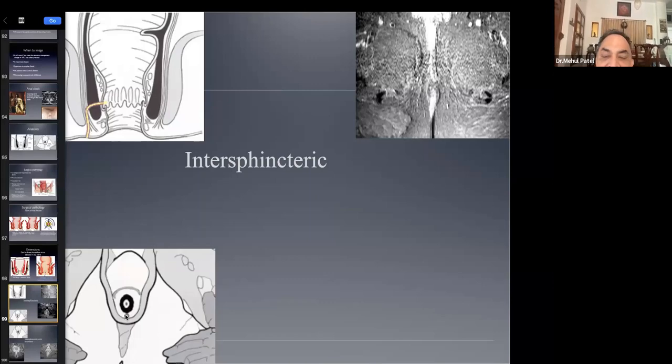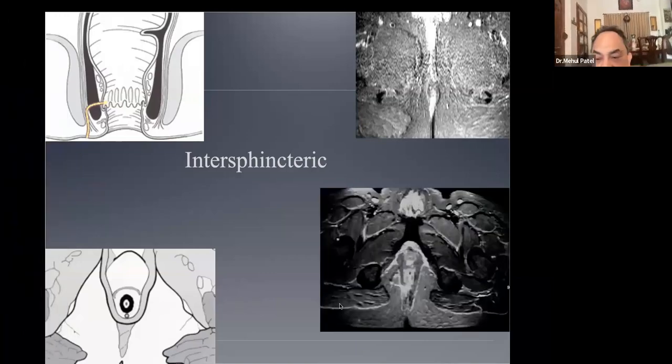So on the axial images, if you take an image through this level, what are you going to see? You're going to see this circular muscle, which is the internal sphincter. Then you're going to see the external sphincter and you're going to see a little dot, right? So it is going to be like this. This picture is very bad actually, but you can see a little dot. That's all you can see. This is the intersphincteric plane.